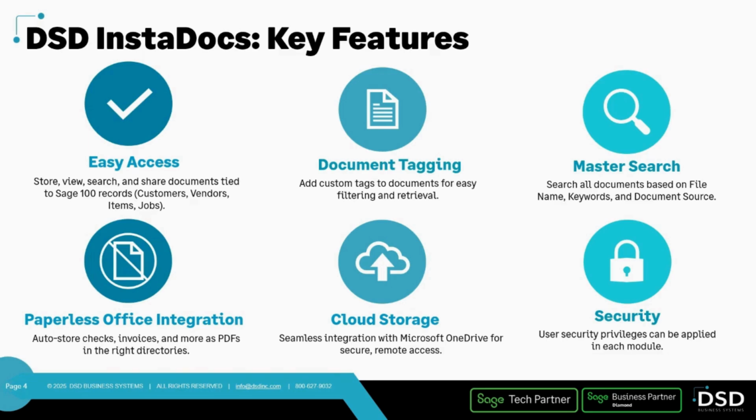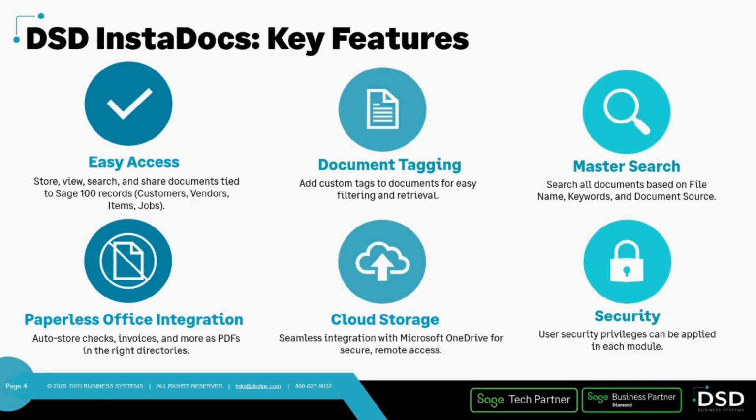The fourth feature is paperless office integration. So with paperless office, standard Sage 100, you can have forms such as sales order forms, invoice forms, saved as PDF into a repository. But with Instadocs, it takes it one step further where you can save that sales order PDF or invoice PDF into the customer's directory, right? And then you can see that from within customer maintenance or even from order entry or invoice entry. So that PDF integration, paperless office, that is, is in all of the Instadocs modules, right?